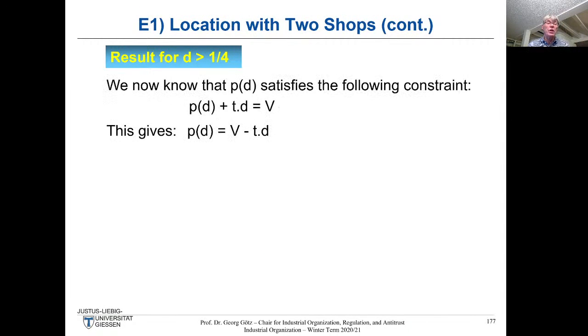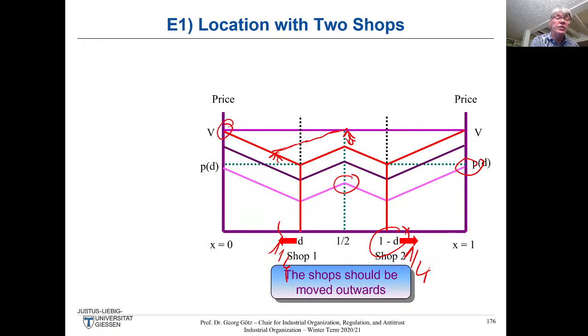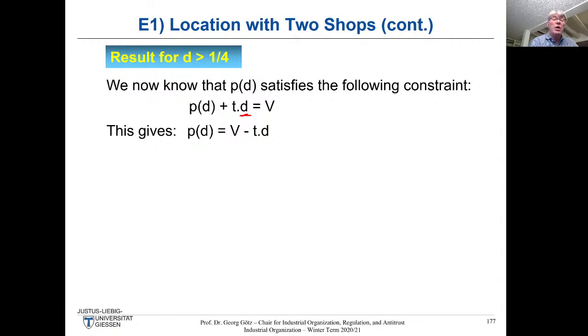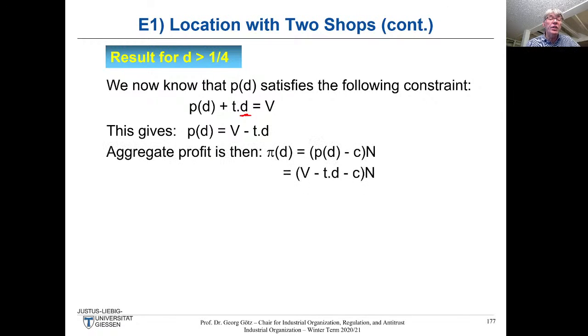This is straightforward, just the same problem. Now the point is that now the distance is D because remember our pivotal consumers here are located at the edges at 0 and 1. So the distance to the shop is exactly this distance D, holds both for the guy at the left-hand side and at the right end of the market. So this is simply D. And same problem, our price is then just V minus TD. Aggregate profit is then similarly this price minus the cost.